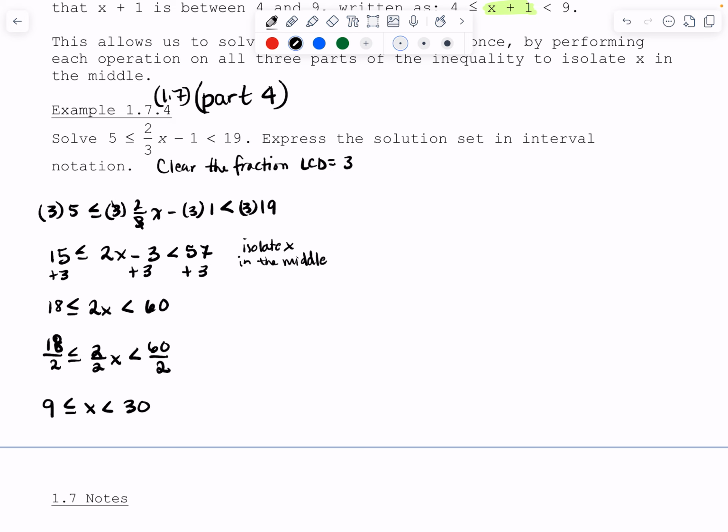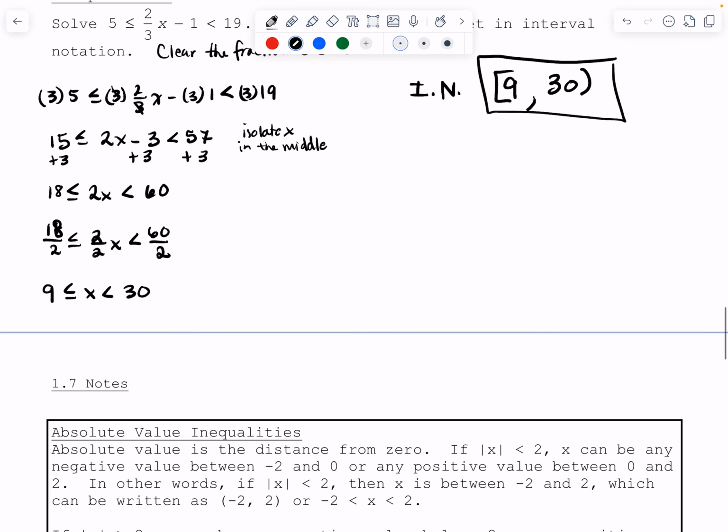So it asks us to write this in interval notation. Again, my far left value is 9, which is included. And then my far right value is 30, which is not included. So in interval notation, the solution looks like this. Okay, let's look at the next one.